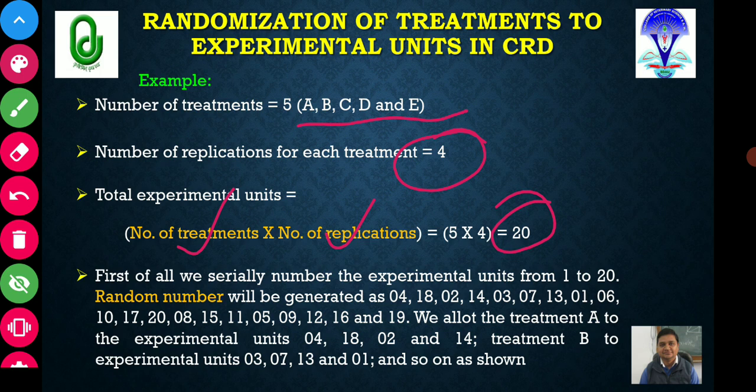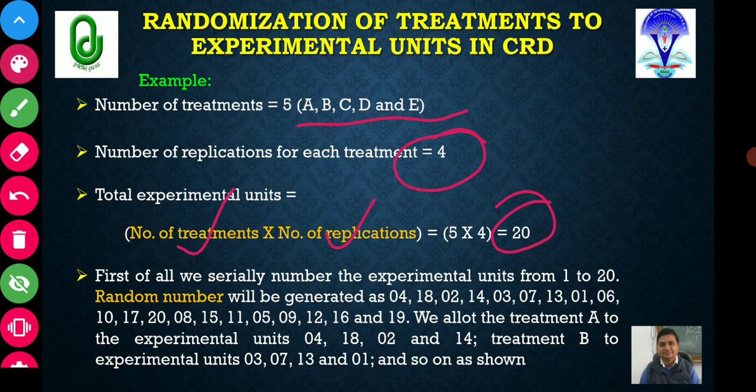So first of all, we serially number how we are, but suppose you are having 20 animals and you want to apply the treatments, that is drug. So how will you apply? Which animal will get which drug? For that, first of all, we will serially number the experimental units from 1 to 20. So you number all the 20 animals from 1 to 20.